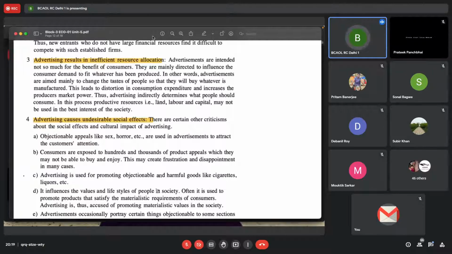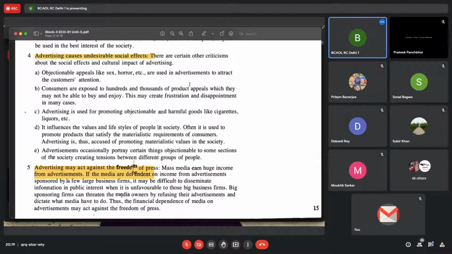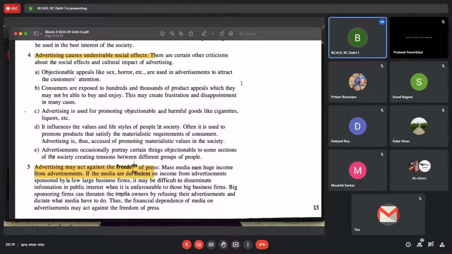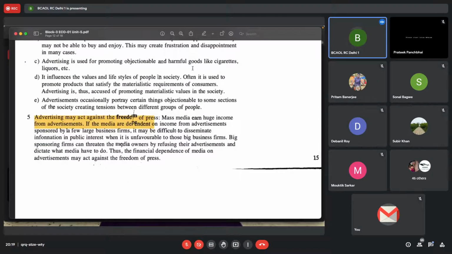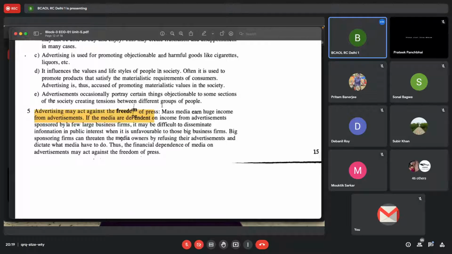Then it says that advertising creates undesirable social effects. Like if you see advertisements of cigarettes, young people are driven to it. You see ads of alcohol, clubbing, and all that, and you are influenced by it. So undesirable social effects are also there. And it says that freedom of the press is taken away. How?